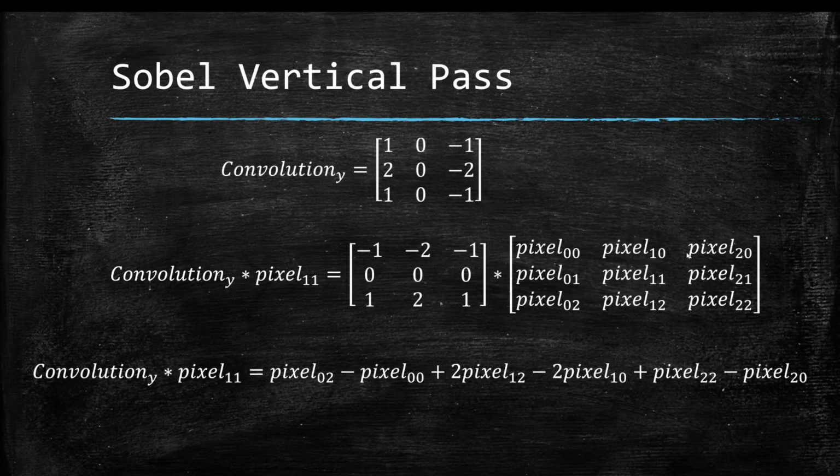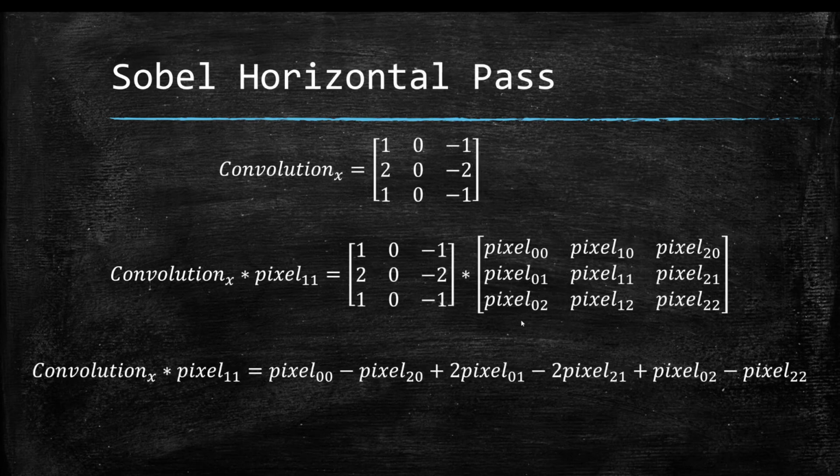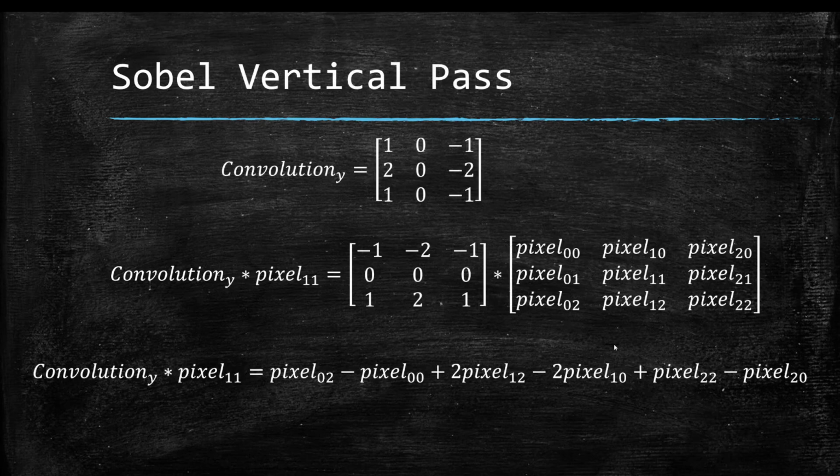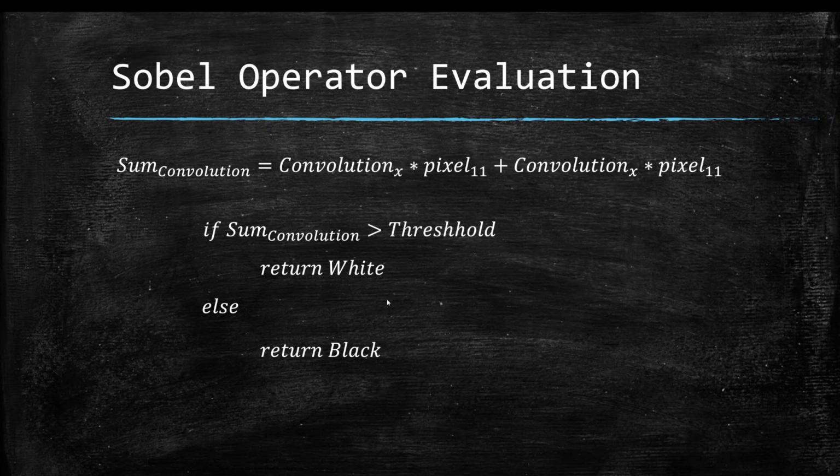Well, this is an error, but this is the vertical pass, and this is the horizontal pass. Yep, it's swapped. Don't look at this one, it's wrong. Look at this one. This is the right one. And so we have a convolution X and a convolution Y. We're going to add them together, and if it achieves greater than some kind of threshold, then we're going to say, hey, this is an edge, so we're going to return white. Otherwise, we're going to return black, saying no, this is not an edge.